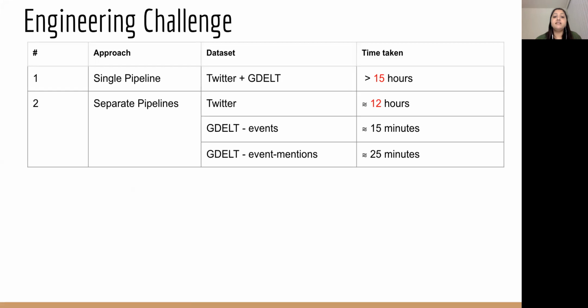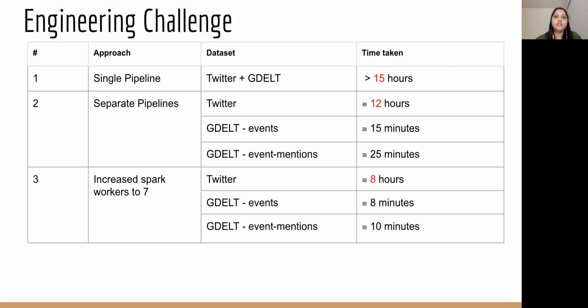Next, I created 3 separate pipelines, one for Twitter, which took 12 hours to complete, one for events files from GDELT, which took around 15 minutes, and one for event mentions files from GDELT, which took around 25 minutes. In the next approach, I used horizontal scaling and increased the number of Spark workers from 4 to 7. And Twitter took around 8 hours, GDELT took around 8 minutes, and event mentions took around 10 minutes.